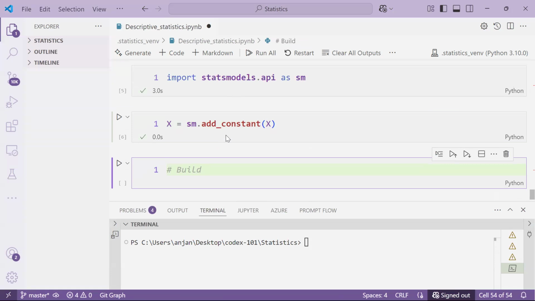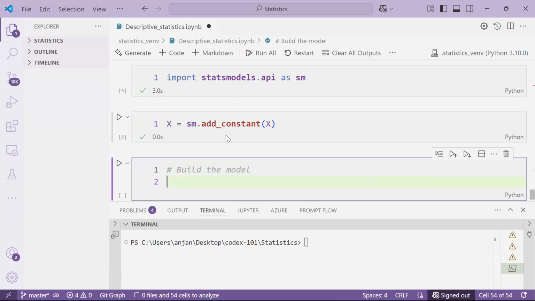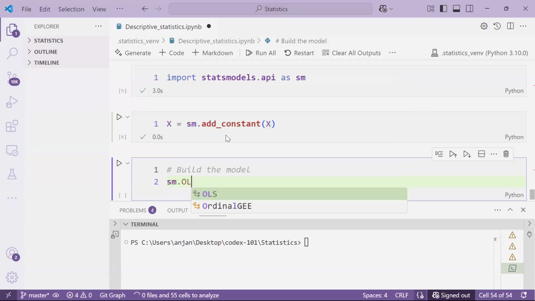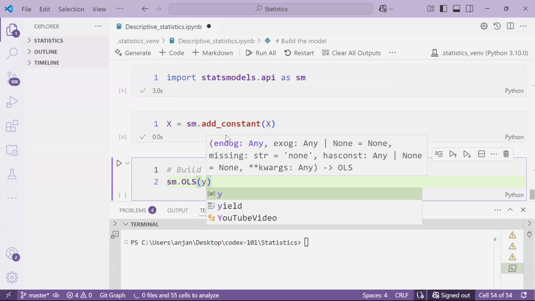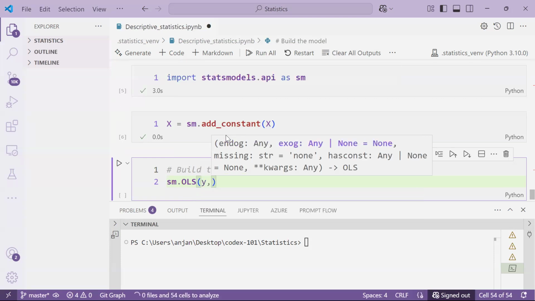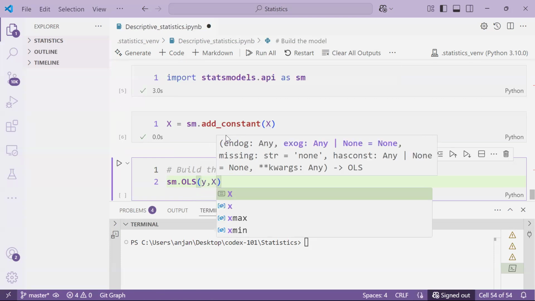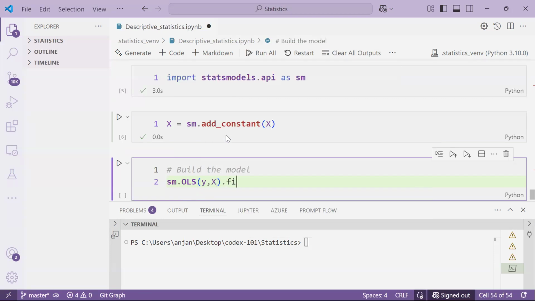Okay, so we would like to build the model. How can we build the model? We have the OLS model, ordinary least squares. Here we provide your y, the dependent variable, and your independent variable, and then we simply use the fit method. Then it will train and build the model.